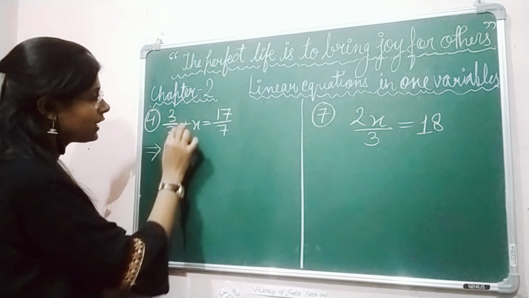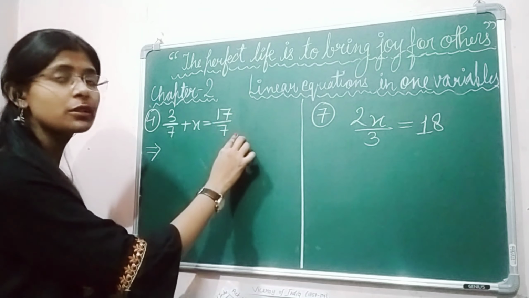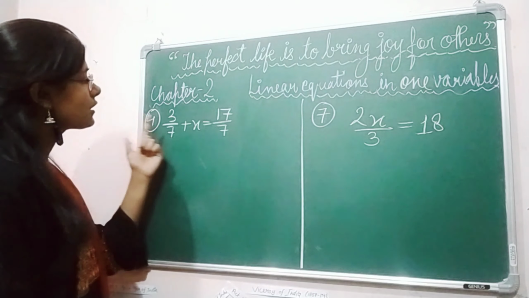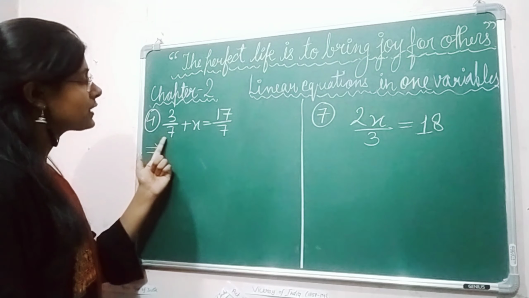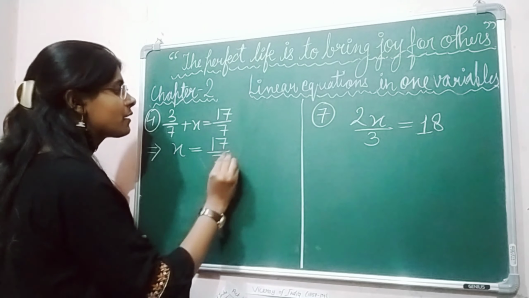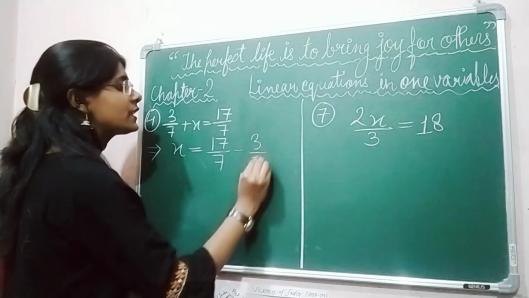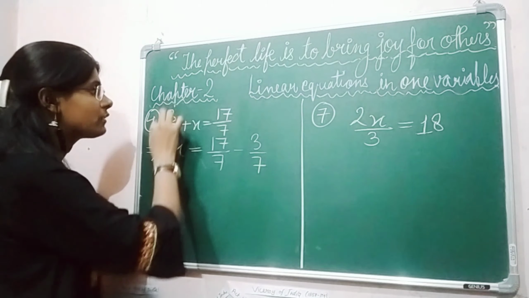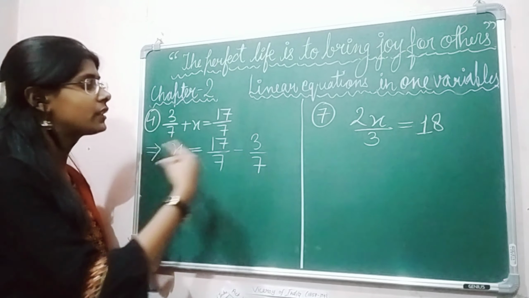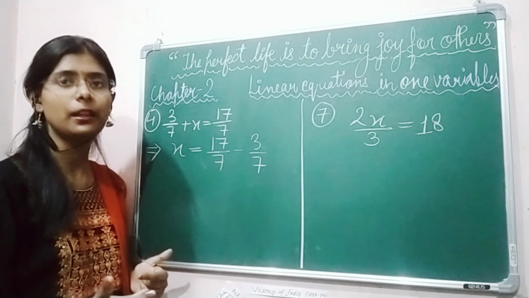Firstly, as you can see here, the denominator is 7 and here also the denominator is 7. We will send this 3 by 7 from left hand side to right hand side. It means it would be x is equal to 17 by 7 minus 3 by 7. See, I have written minus 3 by 7 because the fraction was positive. When it is transferred to the right hand side, it became negative.